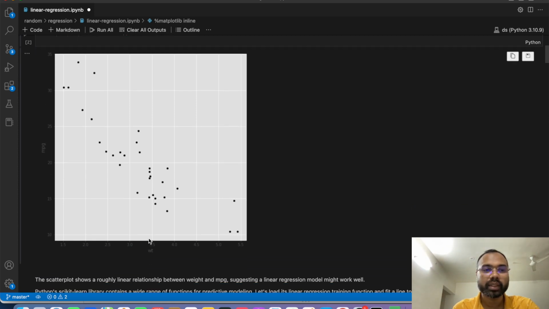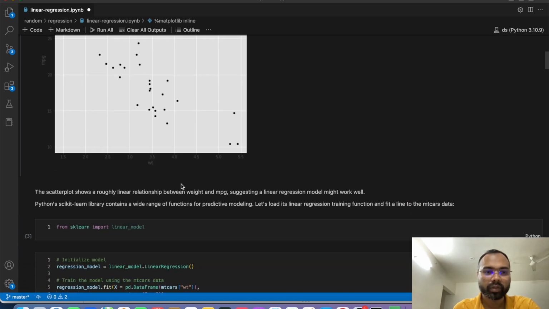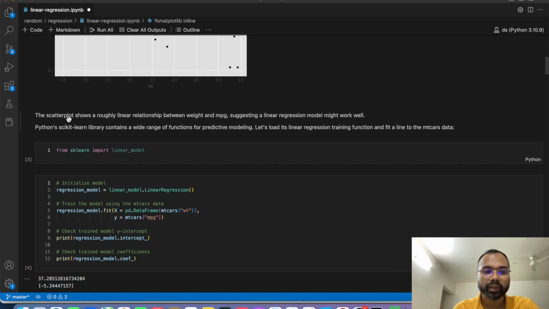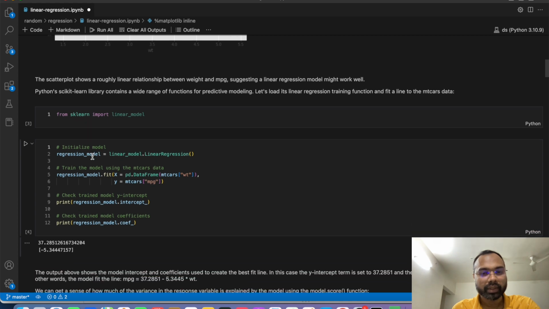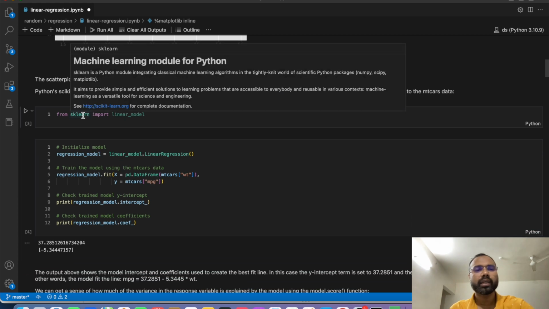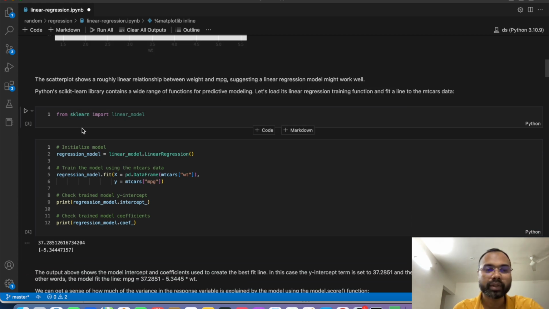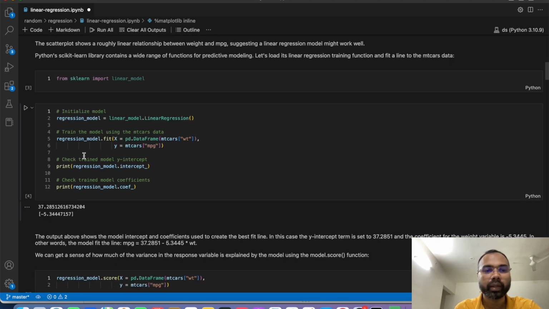So as you can see, this is the mpg and this is the weight of the car. We can see some of these data points. Now, a scatter plot shows a roughly linear relationship between weight and mpg, suggesting a linear regression model might work well. So we'll try to implement it using sklearn. Sklearn is the scikit-learn library which I had discussed in my second video, which is very important, and we'll be using this.